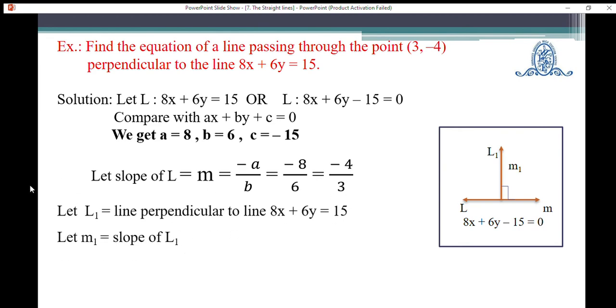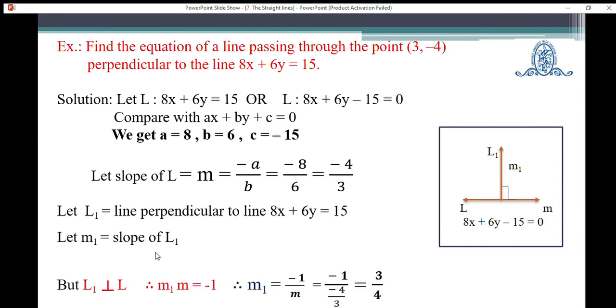Write the notations L1, m1, etc. Now L1 is perpendicular to L. So by using the perpendicular condition, the multiplication of their slopes should be equal to minus 1, and by that formula, m1 should be equal to minus 1 upon m. Shifting that m to the RHS, it gets divided, so m1 is equal to minus 1 upon the slope of the given line L, which is minus 4 by 3. Substituted there, 3 goes up, again minus minus plus, so the slope of the required line L1 is 3 by 4.